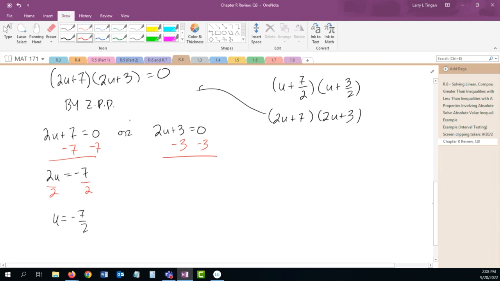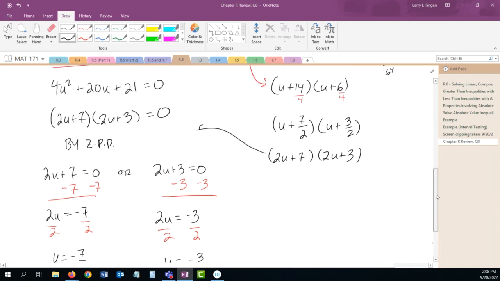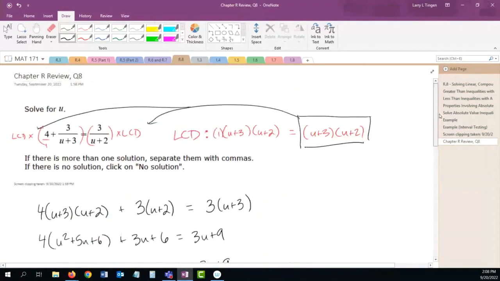Same thing here, subtract 3 from both sides. 2u is equal to negative 3, divide both sides by 2, and u is equal to -3/2. So those are my two solutions. Do they work? Right? I got to check.